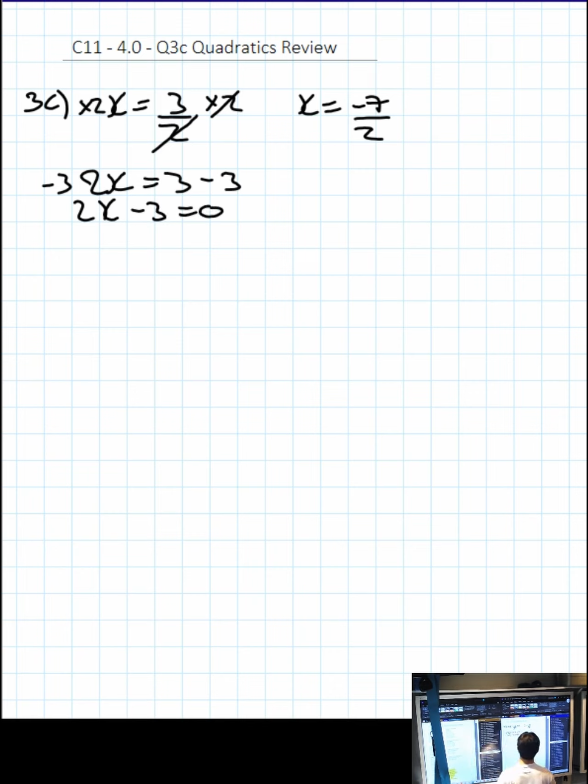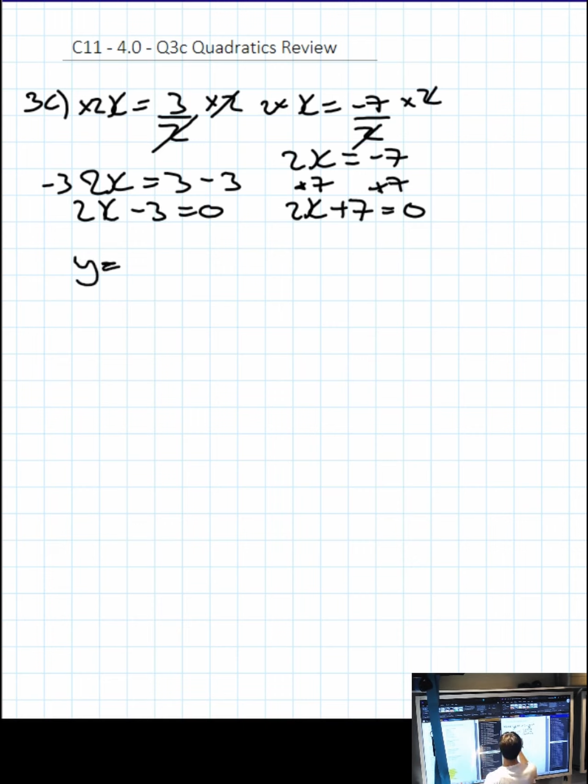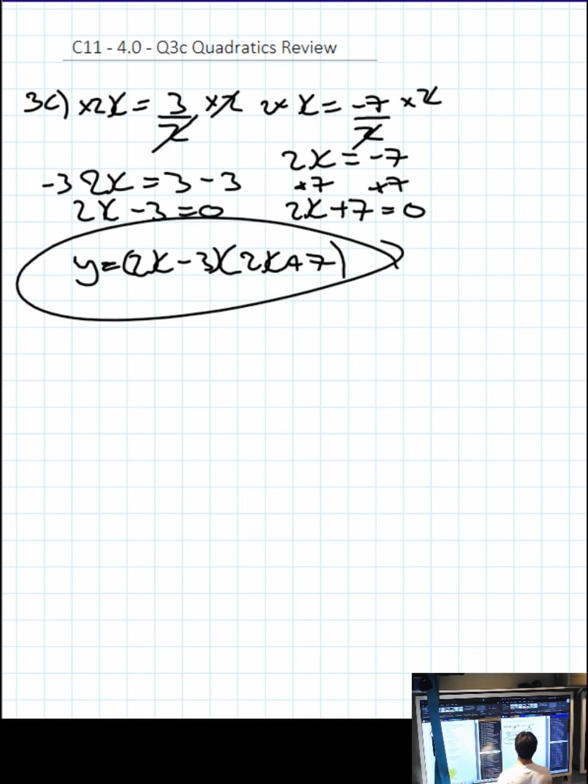The equation on the right, we're going to times both sides by 2. And we're going to cross out the 2s on the right. And we're going to get 2x equals negative 7. And then we're going to add 7 to both sides. And we'll get 2x plus 7 equals 0. We can then say y equals 2x minus 3, brackets around it, and 2x plus 7, brackets around it. Circle our answer. Now we're going to FOIL it out.